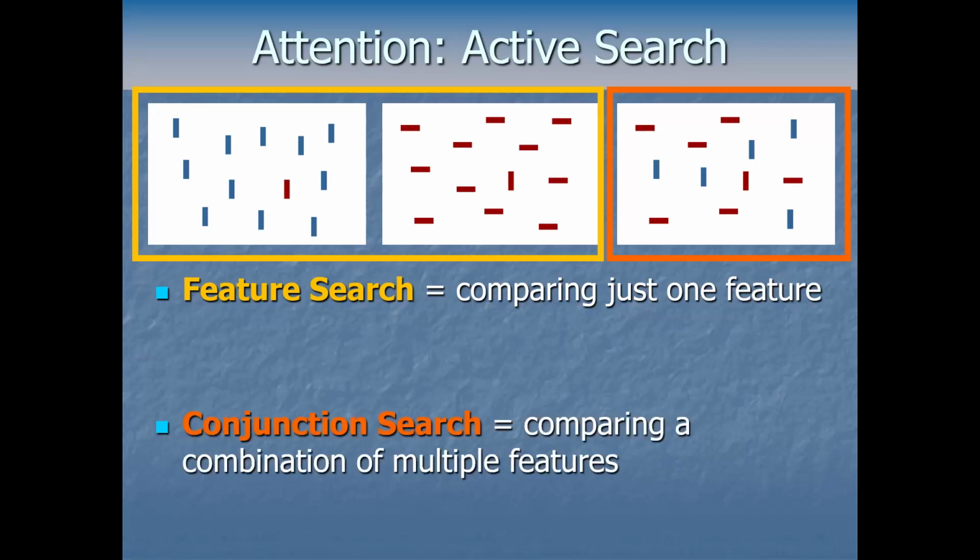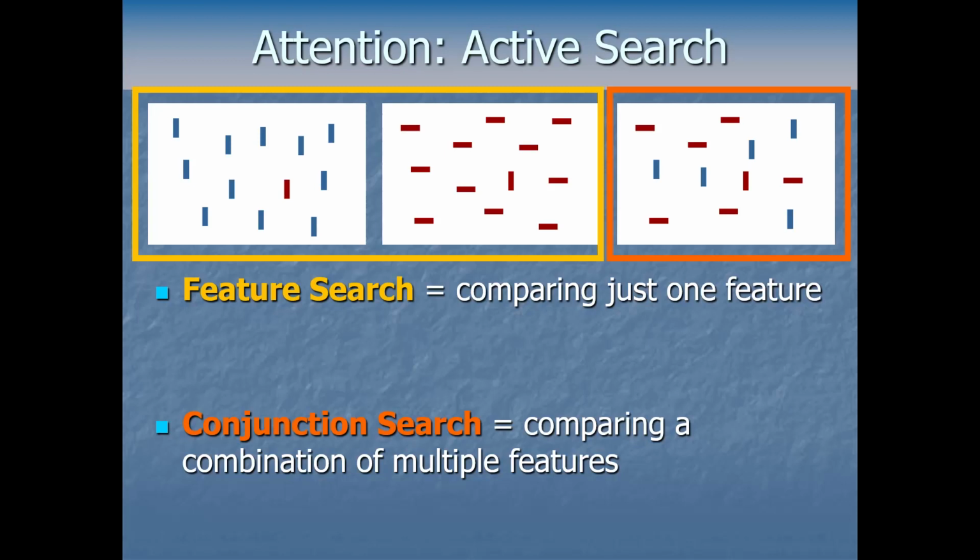So this type of search is called a conjunction search, where we're comparing a combination of multiple features like color and orientation, or color and size. Or in the case of Where's Waldo, red and white stripes combined with glasses and a hat and blue pants. Because a single feature alone isn't enough to distinguish him from the distractors. That's what makes Waldo a conjunction search.